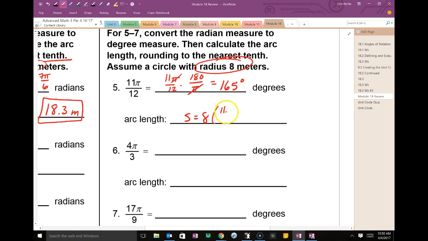Good. Times 11 pi over 12. So make sure to use the radian measure. I'll let you calculate that out. And it is okay to give me an arc length as a decimal, even though I don't think this one creates a decimal. I mean, yes, it does.